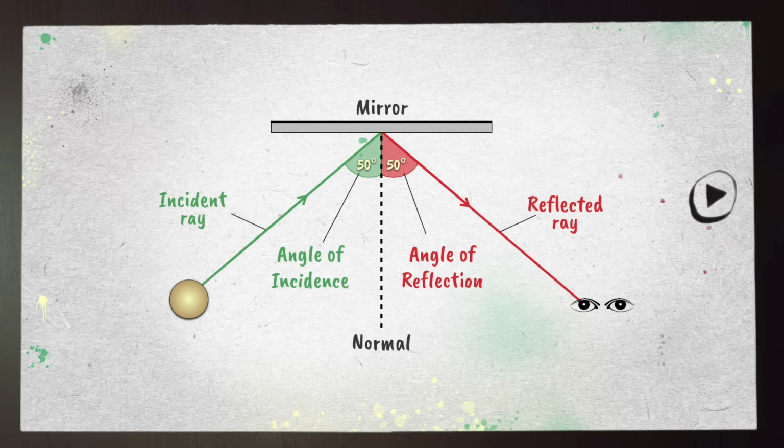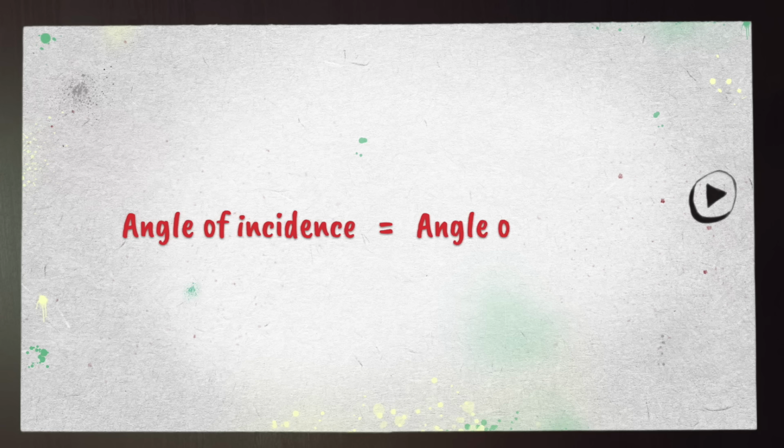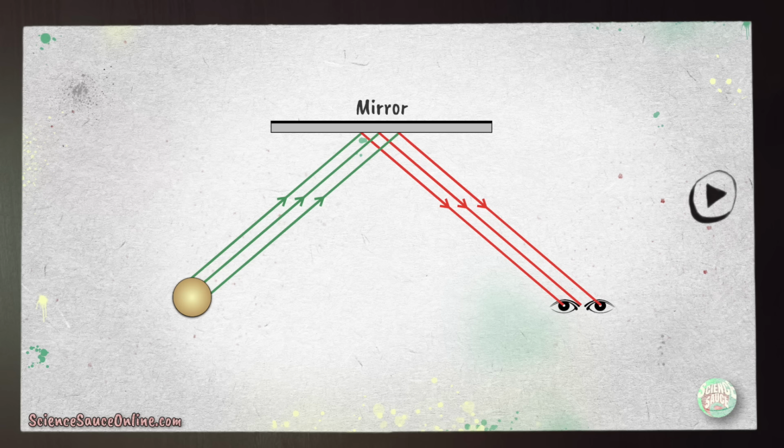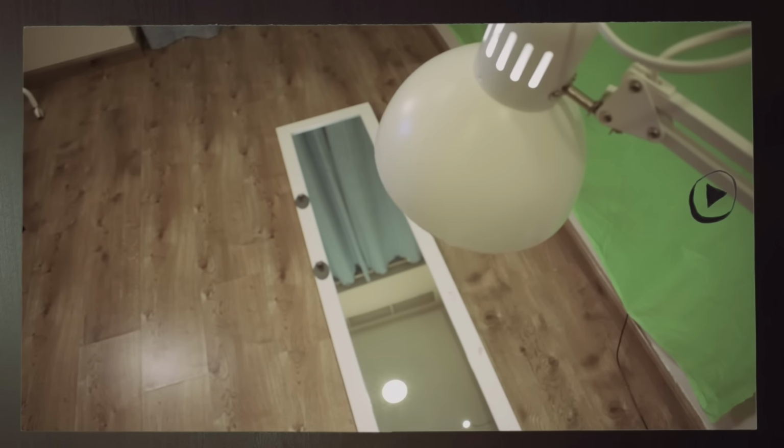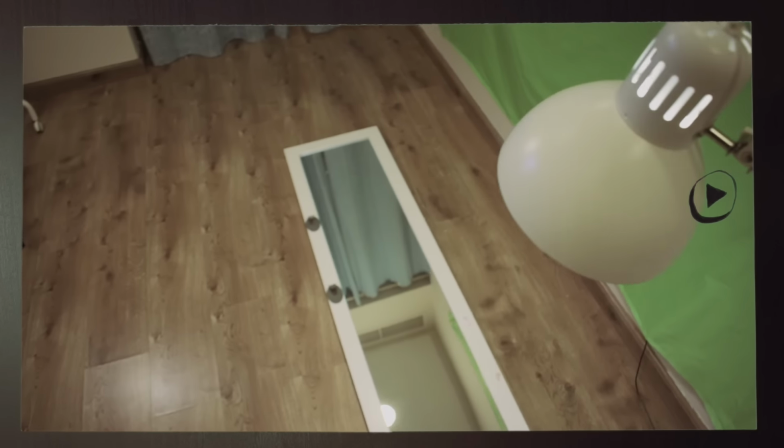The most important thing you must learn about reflection is that the angle of incidence is always equal to the angle of reflection. It's because of this rule that all rays of light bouncing off a mirror reach your eyes in an organised way and allow you to see an object clearly. But if this is true, and it is, I promise, why doesn't every flat surface behave like a mirror?